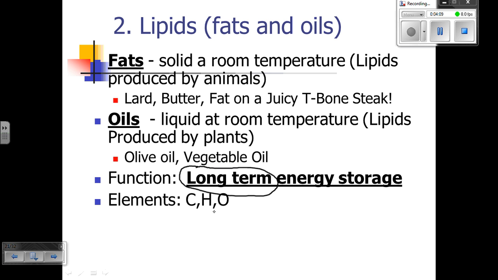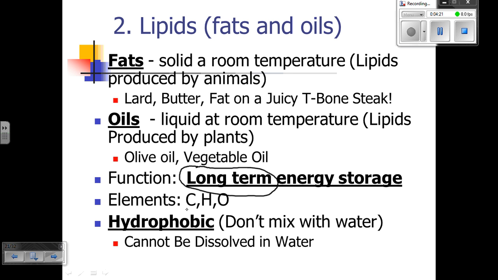Like carbohydrates, they also have the elements carbon, hydrogen, and oxygen, and therefore are organic, but they don't have any other elements, just carbon, hydrogen, and oxygen. And they have this characteristic of being hydrophobic. Hydro, again, we talked about meaning water, and phobic meaning to be scared of, like a phobia. So hydrophobia is the fear of water. So lipids do not mix with water and cannot be dissolved because they are hydrophobic.